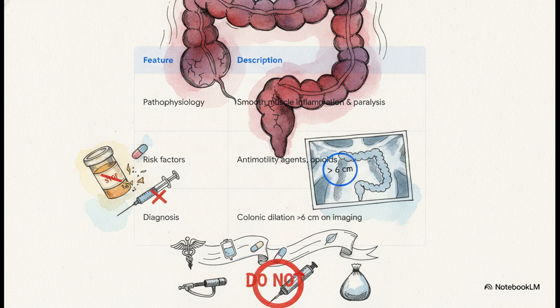You confirm it when you see the colon dilated over 6 centimeters on an abdominal X-ray, plus signs of systemic toxicity like fever and hypotension. You manage it with bowel decompression and antibiotics, and maybe steroids if it's IBD, and absolutely no enemas or colonoscopies. The risk of blowing a hole in the colon is just way too high.